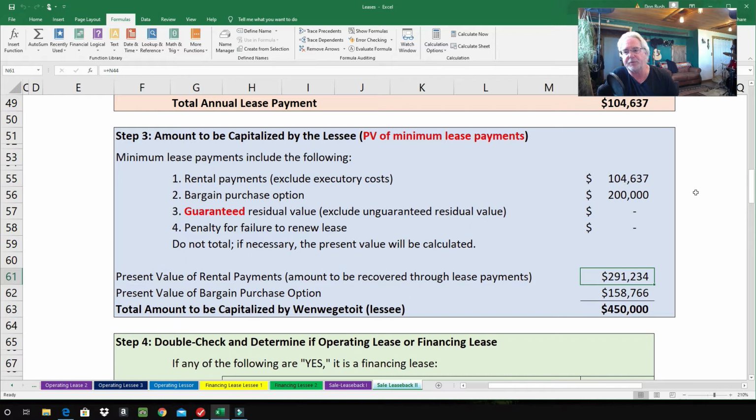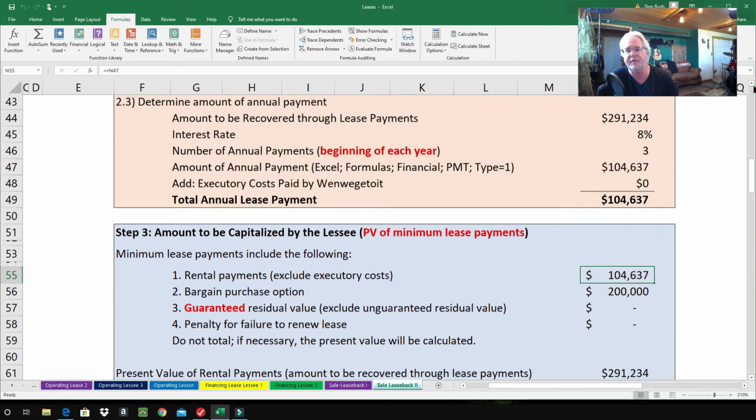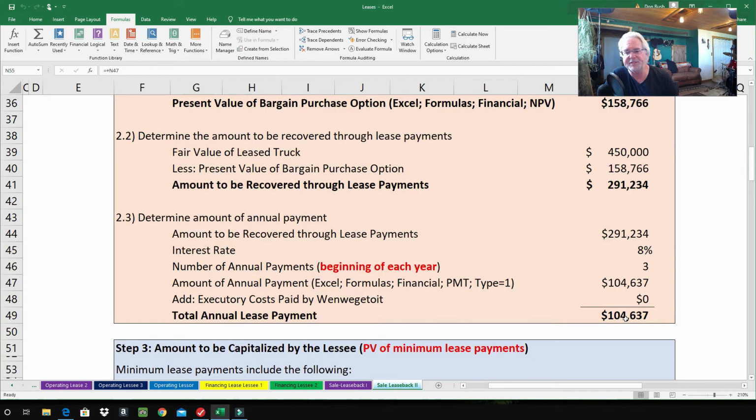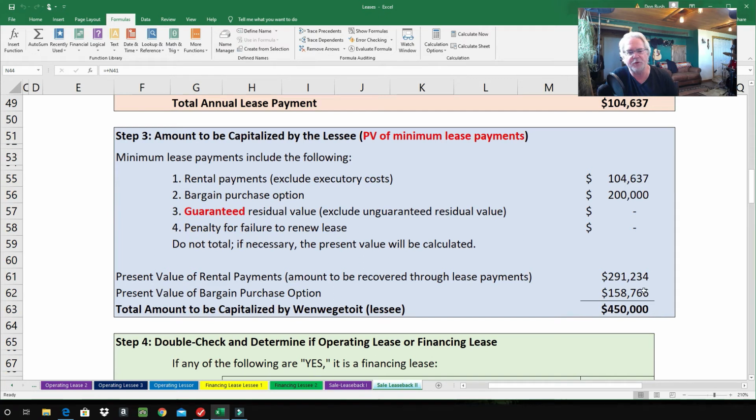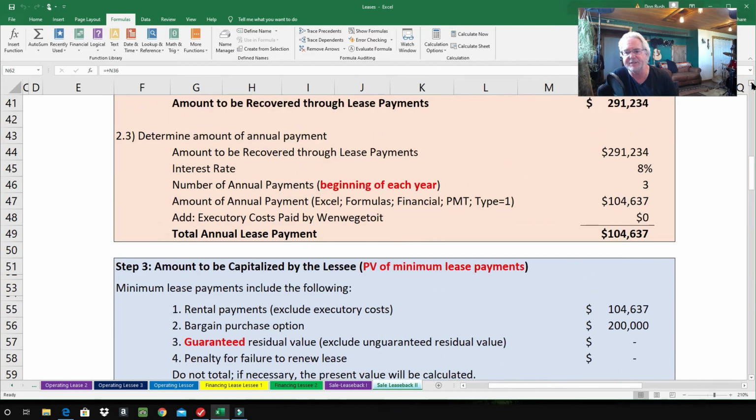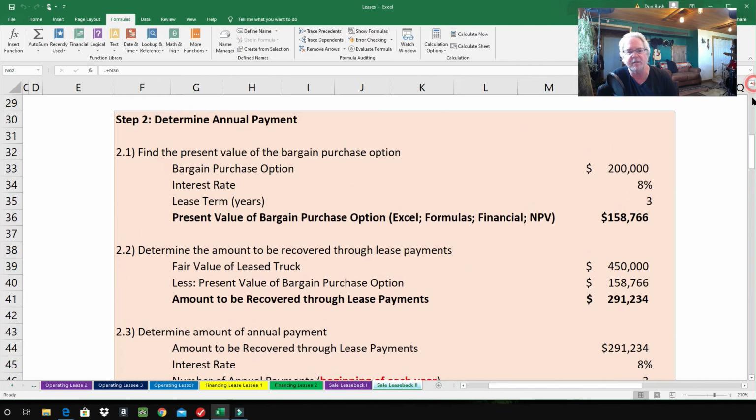So we're going to have 3 payments of $104,637 as calculated up here. And the present value of 3 payments of $104,637 at 8% interest happens to be $291,234. So we will use that number, folks. $291,234, there you go. And the present value of the bargain purchase option is found right up here. There it is, the bargain purchase option, $158,766. There you go.